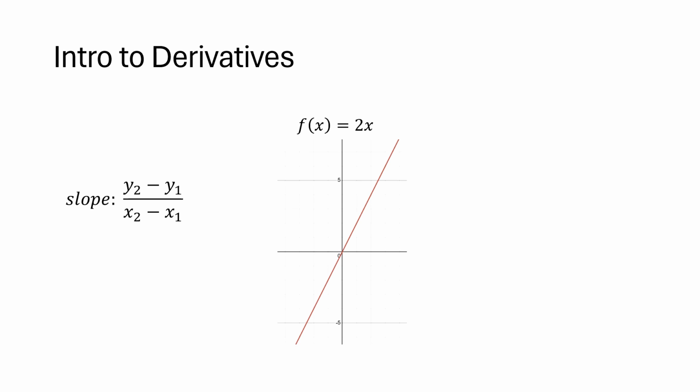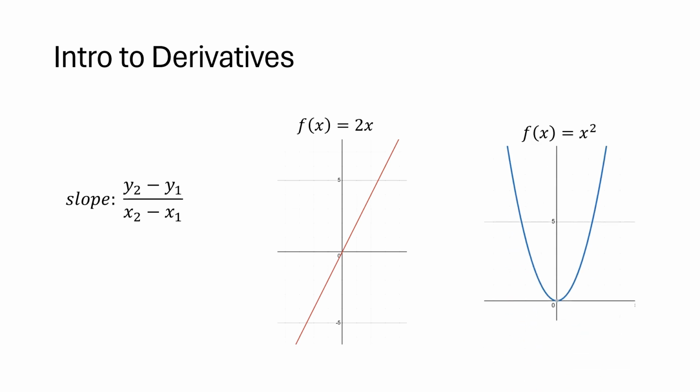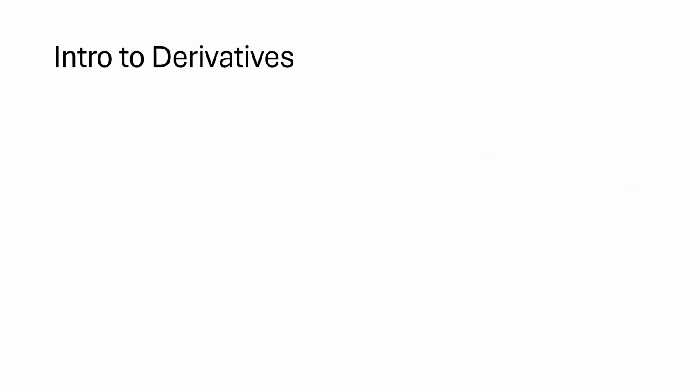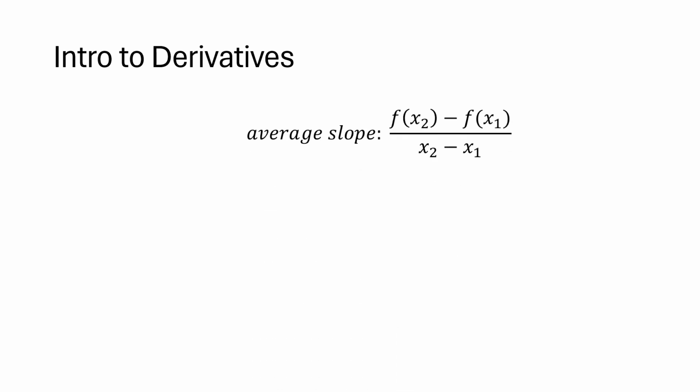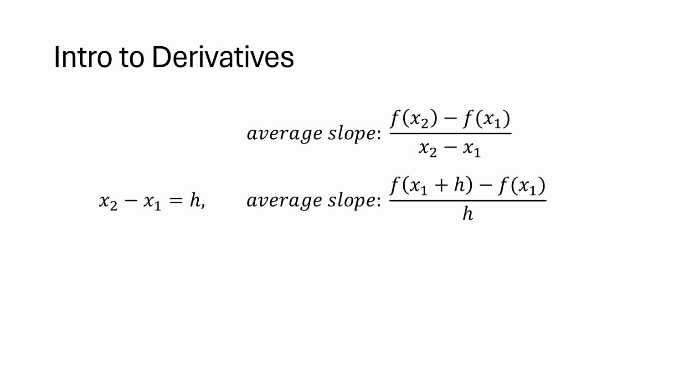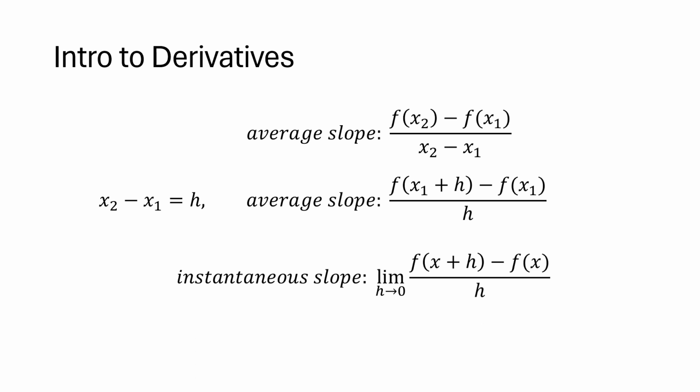However, for a function like f of x is equal to x squared, then the slope changes depending on the value of x. So this equation is just an approximation. However, we can use the slope formula as well as limits to find the instantaneous rate of change at a single point. If we set the difference between x2 and x1 to be a new variable, h, it rearranges the equation. Then if we set h to be arbitrarily close to 0, we get the limit as h approaches 0 of f of x plus h minus f of x divided by h.